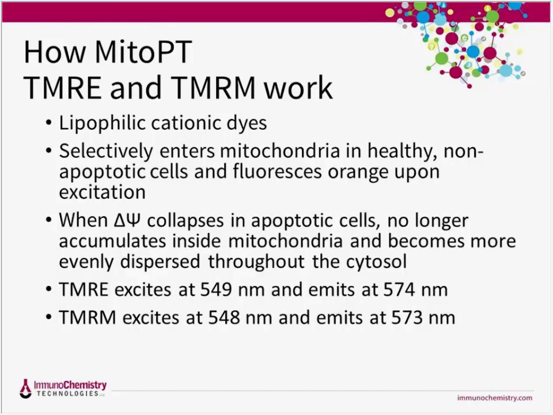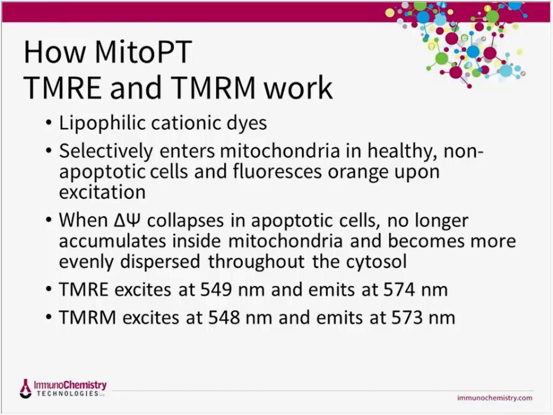They selectively enter negatively charged mitochondria within healthy non-apoptotic cells, and they accumulate there where they do fluoresce orange upon excitation. However, in apoptotic cells or metabolically stressed cells, they are no longer able to accumulate inside the depolarized mitochondria, and thus they become more evenly dispersed throughout the cytosol. So in this type of situation, the overall cellular fluorescence levels drop off dramatically. And so at the end of the day, you have healthy cells fluorescing orange, whereas cells with depolarized mitochondria would exhibit lower levels of this orange fluorescence.